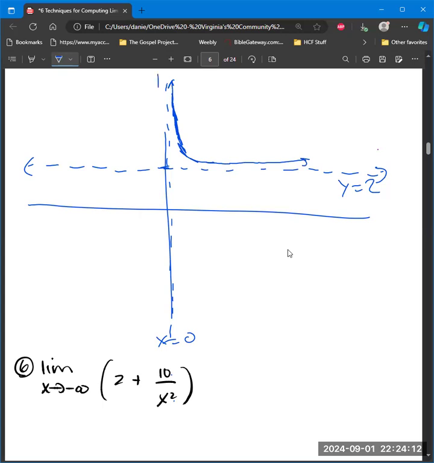It'll be something like that. And our limit as we go to -infinity over here is going to approach 2 plus 0, which is 2.